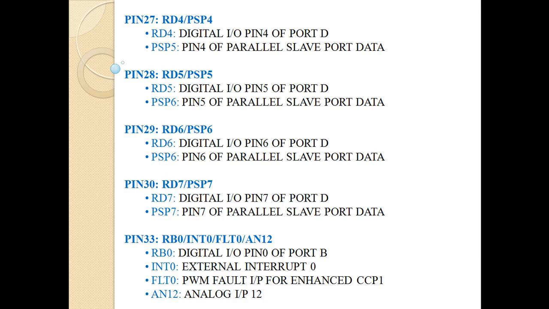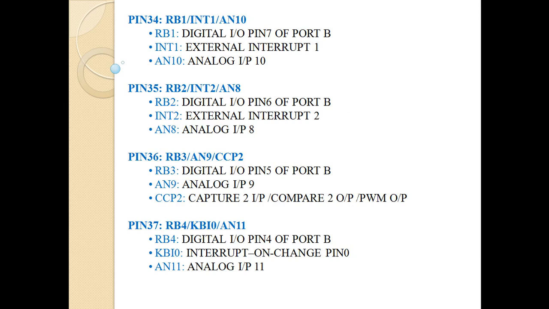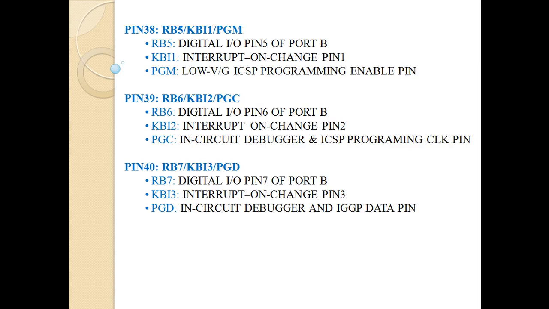Pin 33 works as the RB0, INT0, FLT0 and AN12. INT0 is the pin to provide the external interrupt. FLT0 is the PWM fault input for enhanced CCP1, where CCP is the capture compare PWM. Here, pin 34 to 36 again have similar work as described previously, only with the values of the output signal changed. Pin 37 has the special feature of KBI0, which is the interrupt on change input. Now at last, again these pins work upon the previously described features.